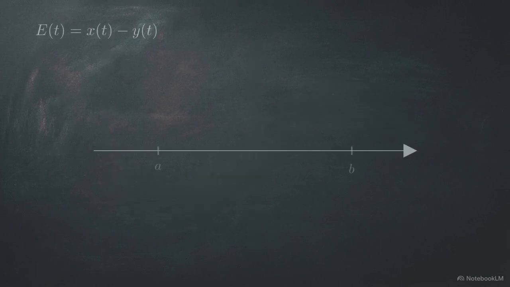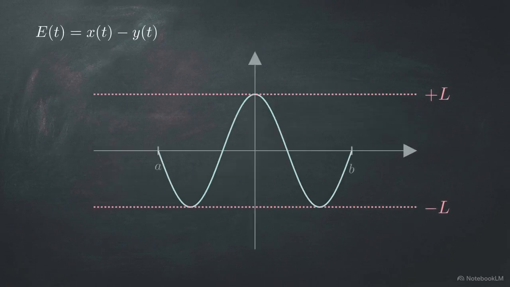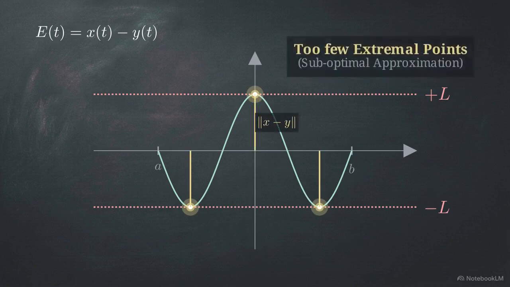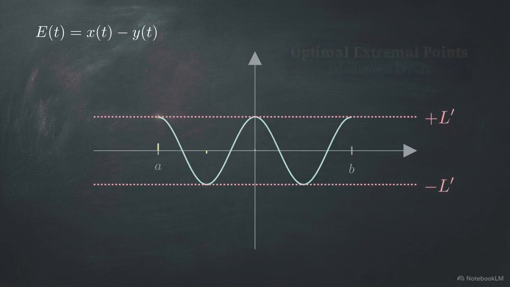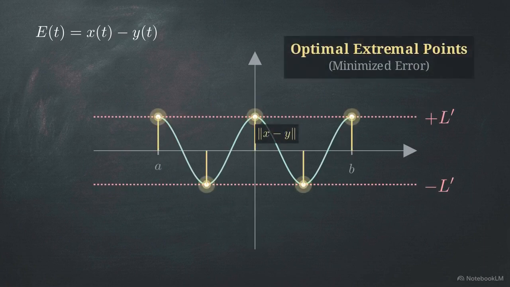When we analyze the error function, we look for extremal points. These are the specific locations where the gap between the functions reaches its absolute maximum value. If the error function has too few of these points, the approximation can be tweaked. We can effectively push the error down to find an even closer fit.